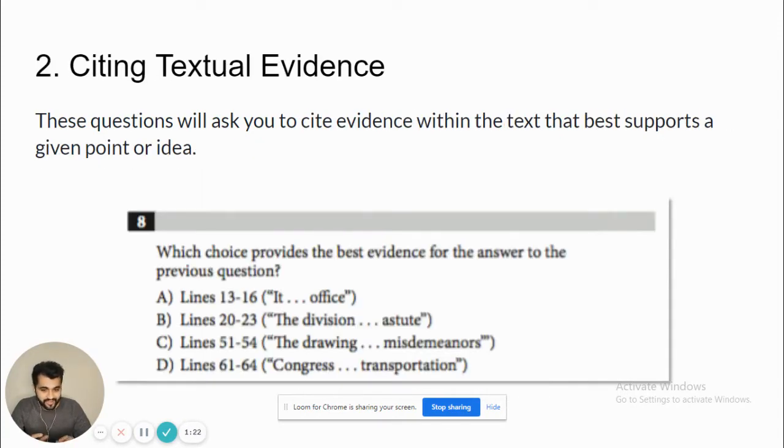The next is citing textual evidence, and as the name suggests, this will ask you to cite evidence within the text that best supports a given point or idea, right? So this question will usually follow up a question that was shared earlier, this one, right? So you will be given 4 choices, and each of these choices will be a reference to a certain sentence or group of sentences in the passage, and you will have to select the appropriate sentence which gives evidence that the answer to your previous question is correct.